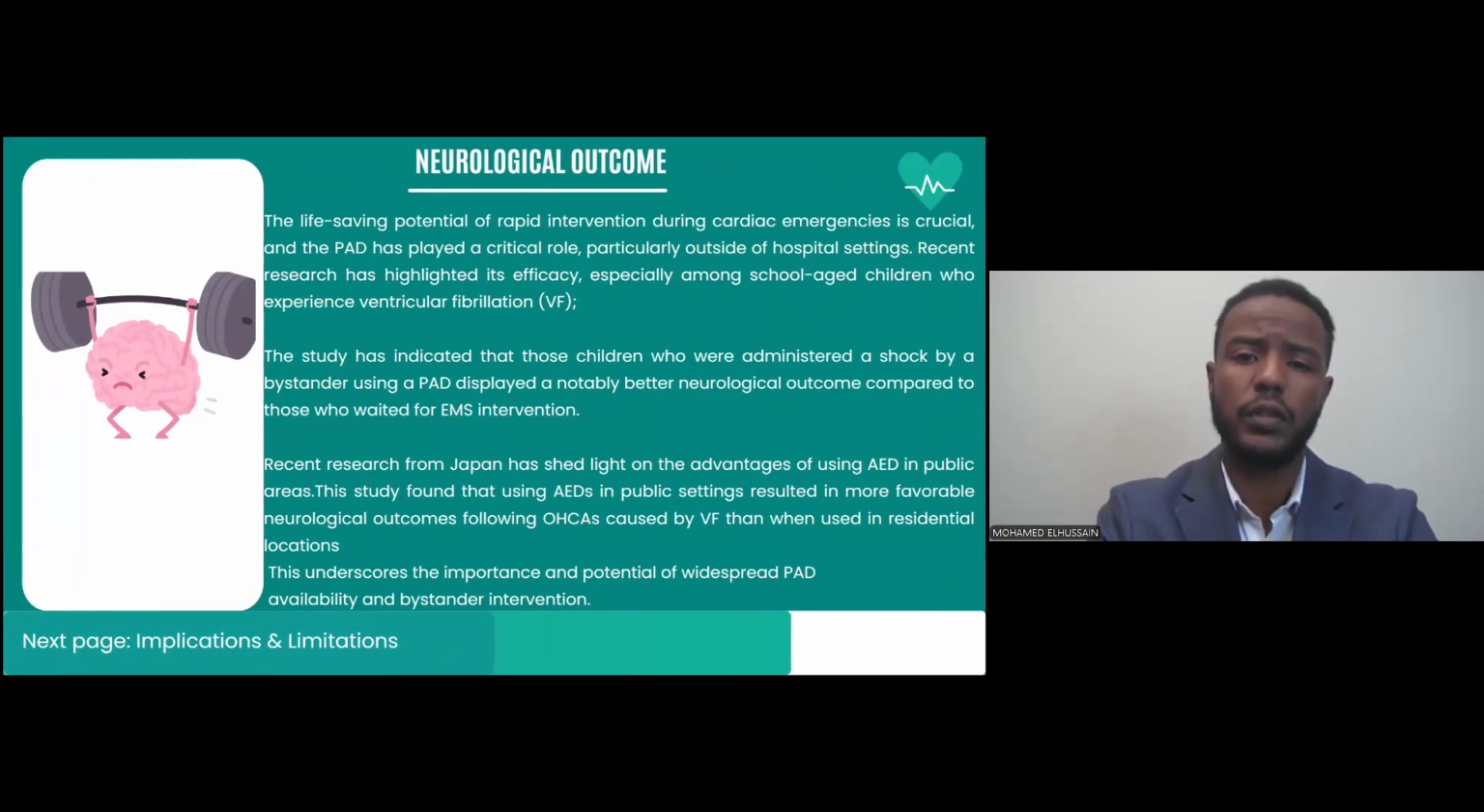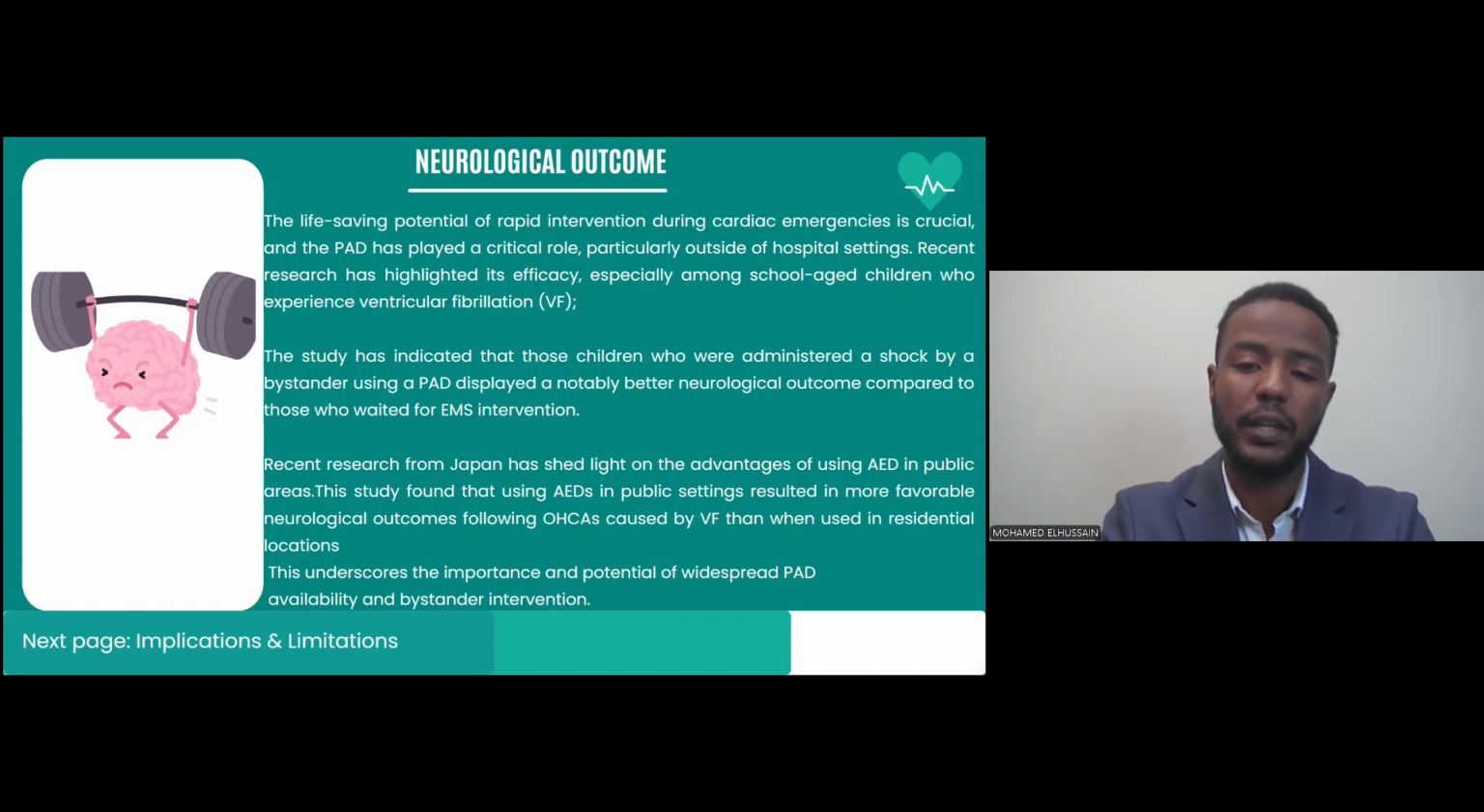The neurological outcomes, which were part of our systematic review result. So the life-saving potential of rapid intervention during cardiac emergencies is crucial, and the PAD has played a critical role, particularly outside of hospital settings. Recent research has highlighted its efficacy, especially among school-age children who experience ventricular fibrillation. The study has indicated that those children who were administered the shock by a bystander using a PAD displayed a notably better neurological outcome compared to those who waited for emergency medical services.